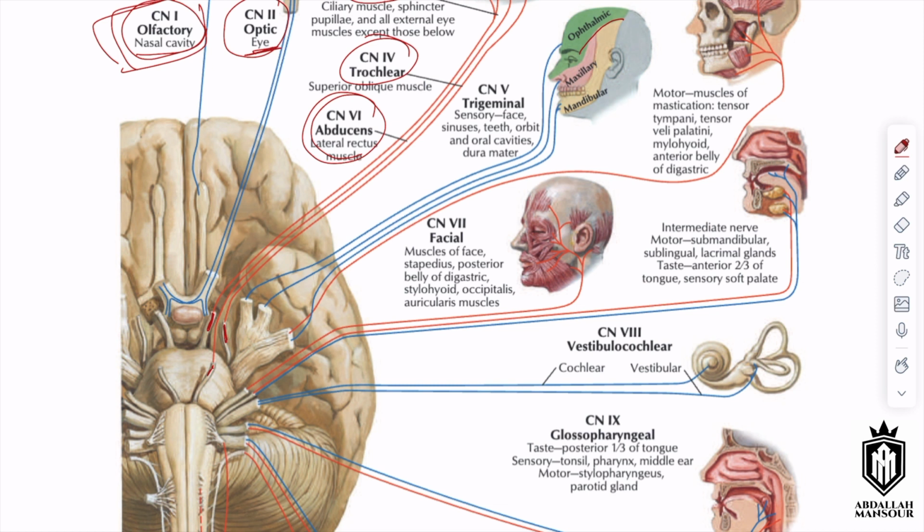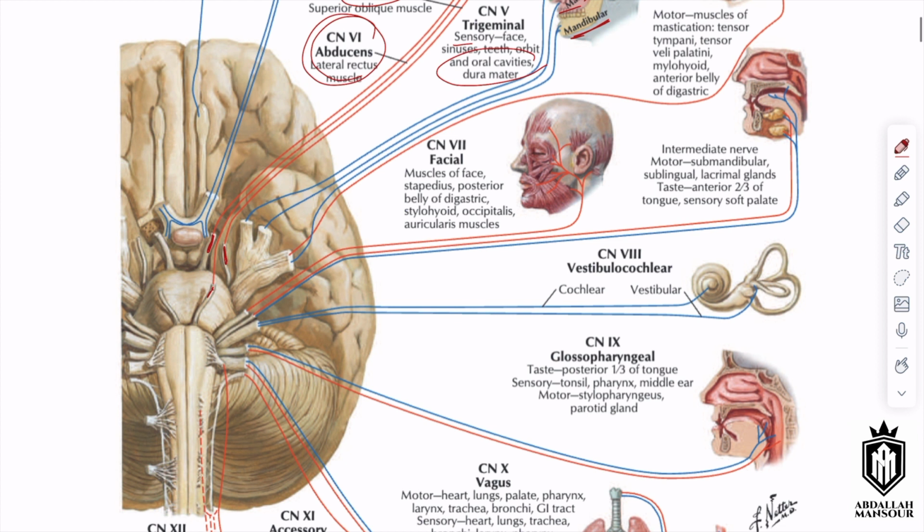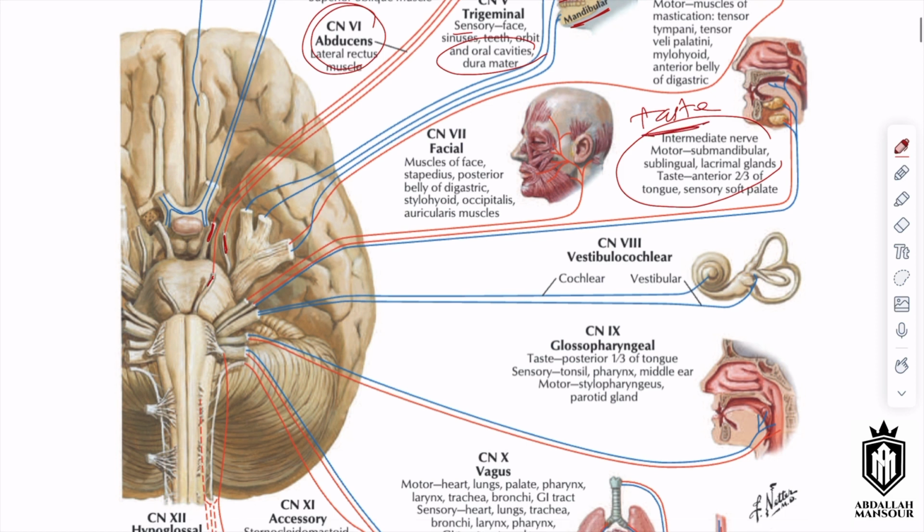It has 3 divisions at the end, and it's very important for sensations in the face and the muscles of deglutition as well, or chewing food. Cranial nerve number 7 is important for your smile, for closing your eye, and for your hearing as well. And the taste as well, right? You have the chorda tympani, so cranial nerve 7 is important for the sense of taste as well.